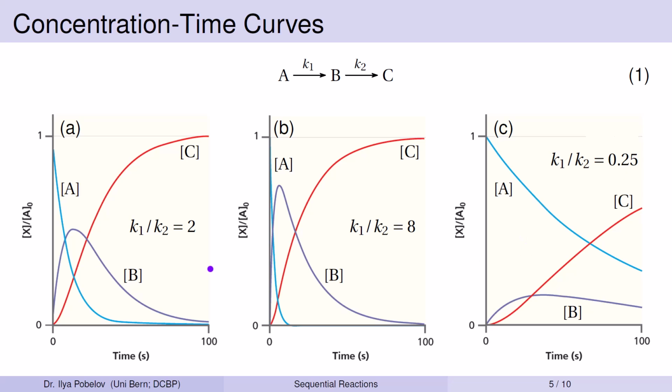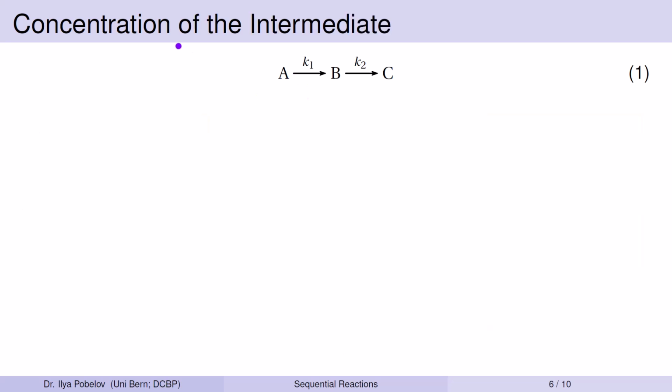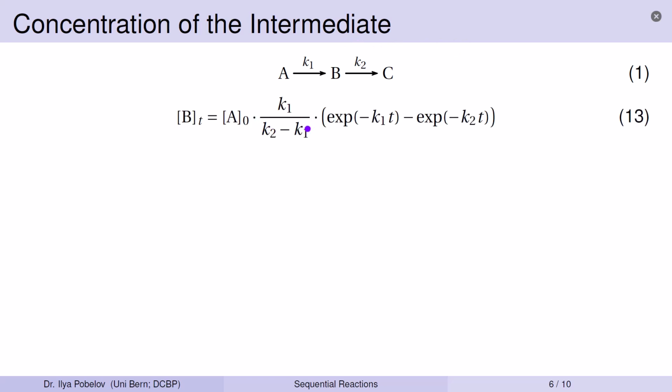To summarize, the temporal evolution of concentrations in sequential reactions is highly dependent on the relative magnitude of the rate constants K1 and K2. These dynamics are crucial in understanding the behavior of sequential reactions and predicting the concentration profiles of all species involved. A remarkable aspect of sequential reactions is the behavior of the intermediate species, particularly its concentration over time. It is described by this equation.